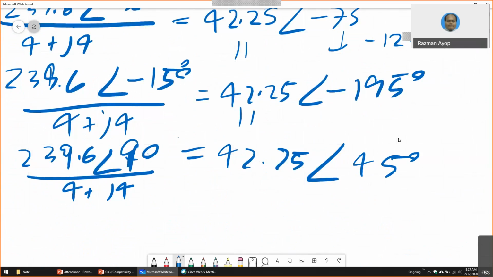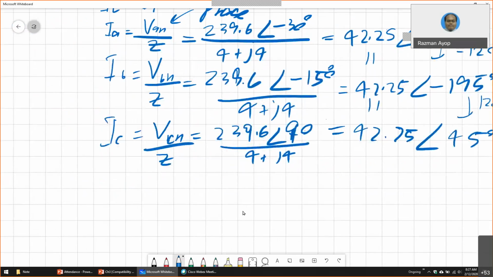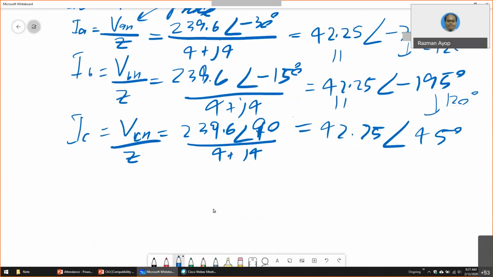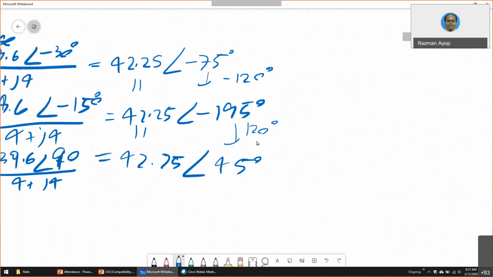If you look here, it is 120 degree apart. So that is how. Is it 120 degree apart?